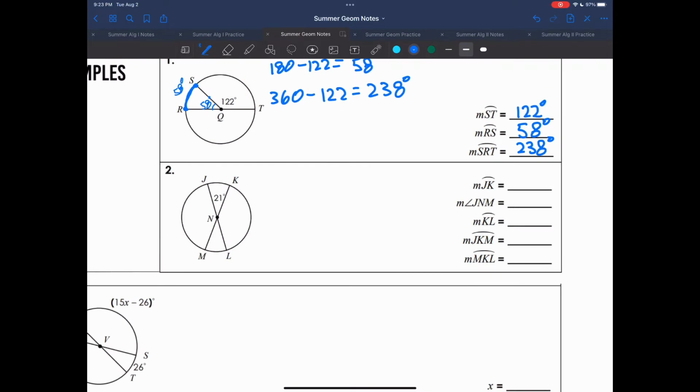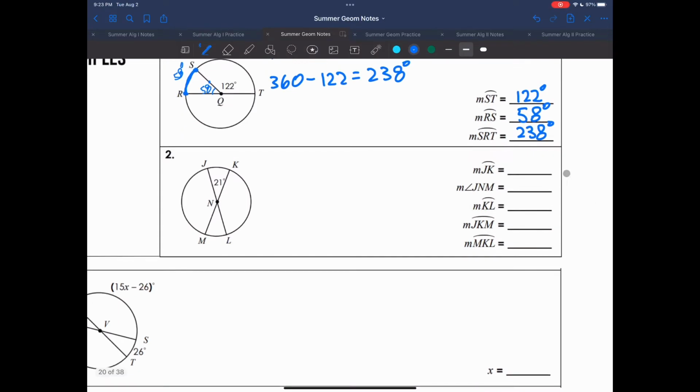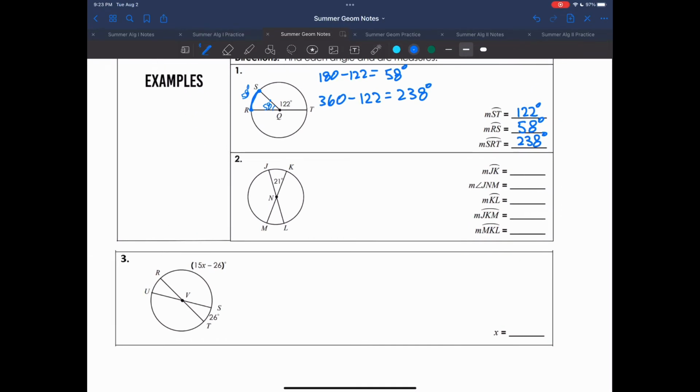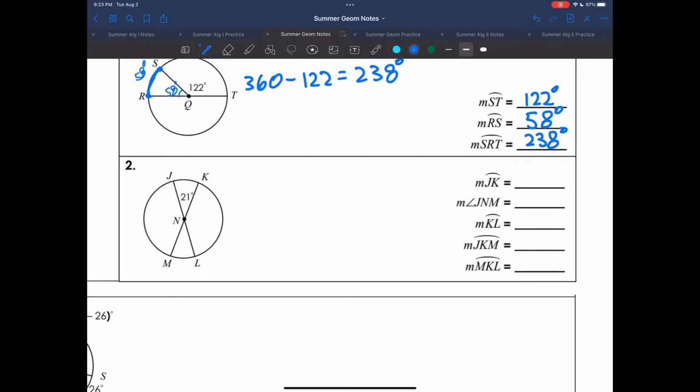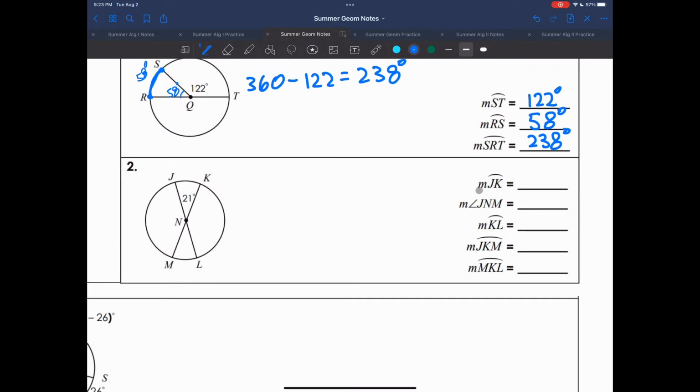All right, good. Let's try number 2. Like I said, they'll progressively get a little bit more challenging, and there are multiple parts to this. This is why I only put 3 problems on this side. Okay, first thing they want us to find is the measure of arc JK. Well, we know that's going to start easy, right? Here's J, here's K, here's our arc. We know that's going to be the same as the angle, so 21. I'll even label it 21 degrees.